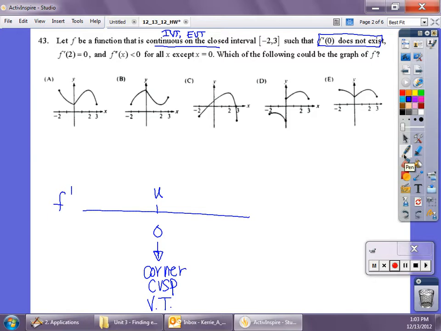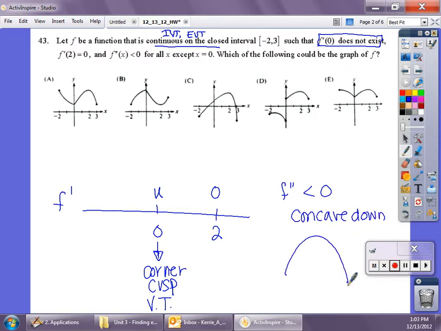Then it says f prime of 2 is 0. So at 2, f prime is 0. And f double prime is less than 0, which means we're concave down for all x except where x is equal to 0. So the whole function is always concave down. I'm going to look for a corner, a cusp, or a vertical tangent at 0. So let's start with that.